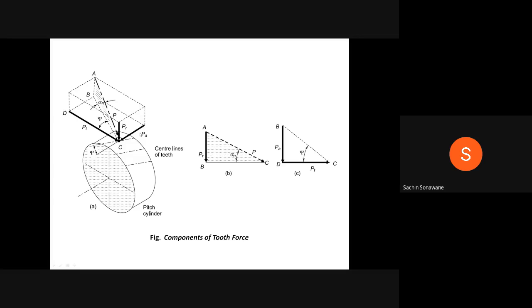Pa is nothing but axial force, Pr radial force, Pt tangential force. Psi is nothing but helix angle. Alpha n means normal pressure angle. Please draw these three diagrams. Then I will tell.